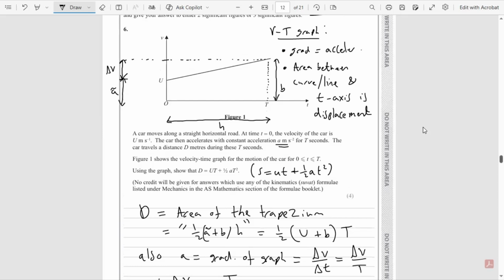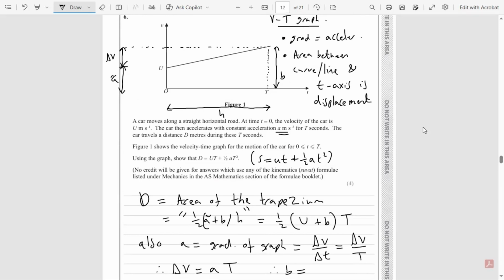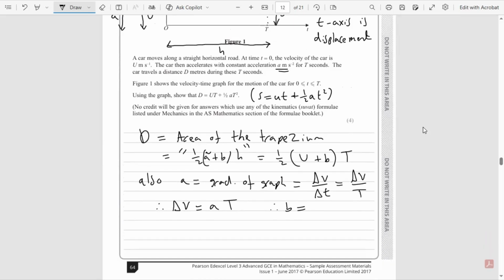So that means that the B, so therefore this B from the area of a trapezium formula, is going to be U plus change in V. So in other words, it's going to be U plus AT. So again, that distance there is capital U. This distance there is a capital T, as we just worked out. So we can now say that U, or B, sorry, is equal to capital U plus A and then T.